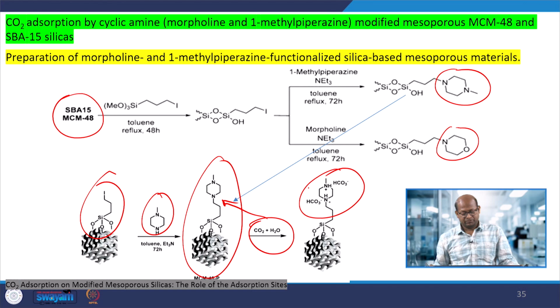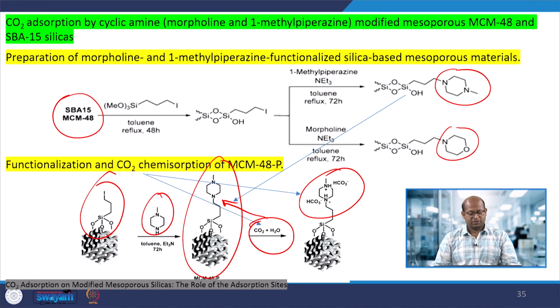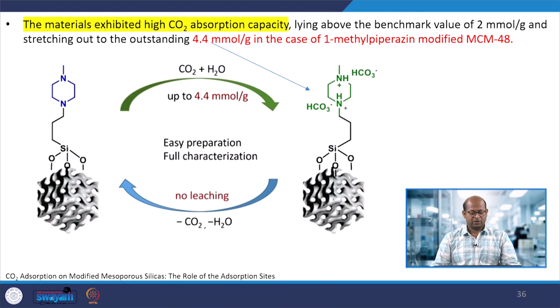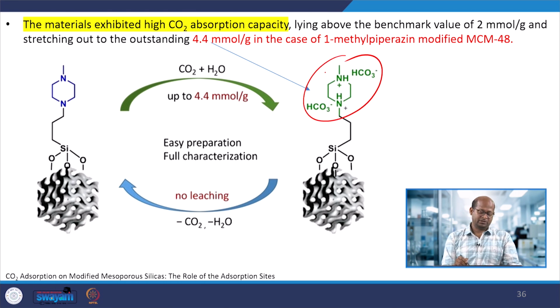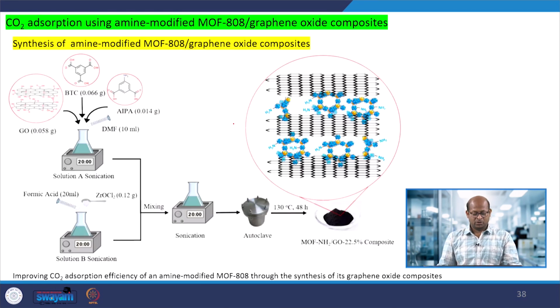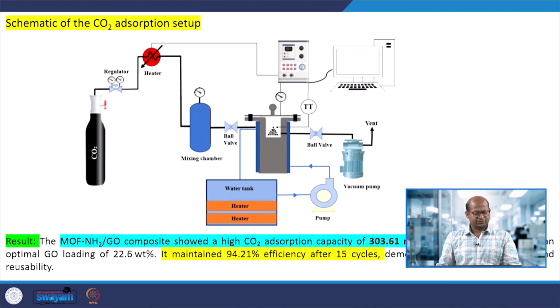So bicarbonate type species formation is there, where CO2 is selectively adsorbed over those sites, and then we can capture CO2 and separate it from the flue gas, and then by heating we can regenerate the surface modified amines, and then we can get the CO2. Okay, we can capture CO2. Here the experimental setup for CO2 adsorption is also given.